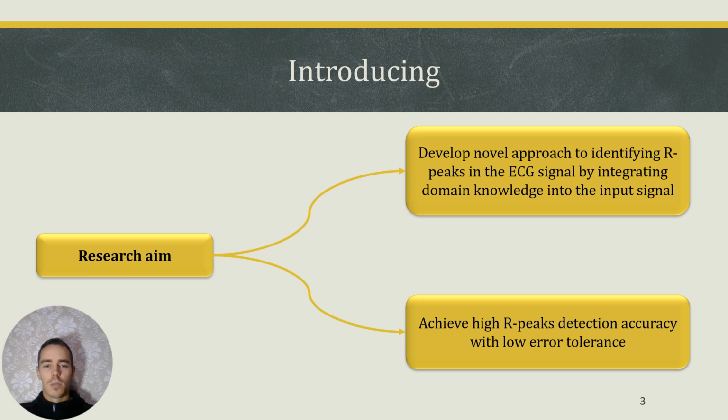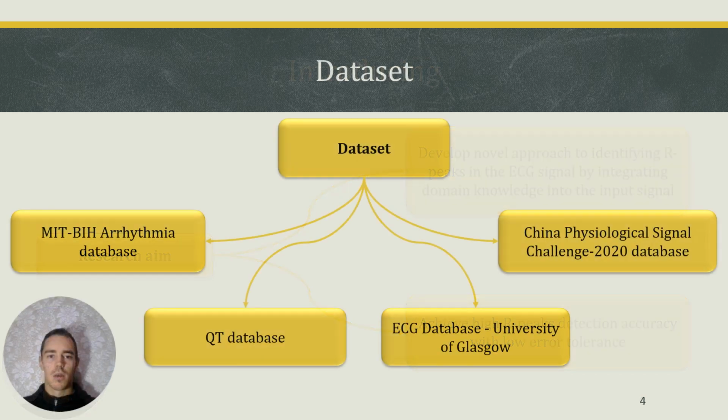So in this work, we focus on two goals. Develop a novel approach to identify R-peaks in the electrocardiogram signal by integrating domain knowledge into the input signal. Achieve high R-peak detection accuracy with low error tolerance. Within this work, we use datasets that consist of the following four databases with annotated electrocardiogram signals.